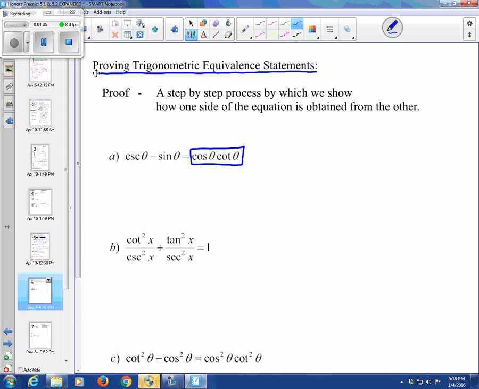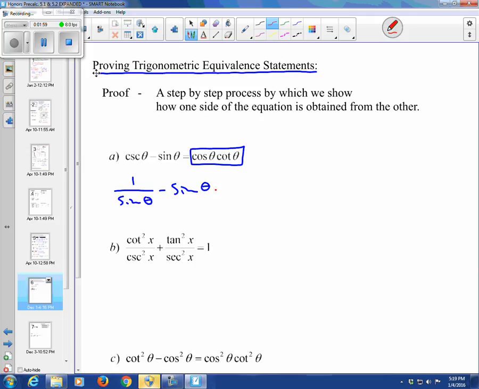So in general, my strategy might be to change everything to sine and cosine and sort of see what I can get, right? So if I change this expression to terms of sine and cosine, I can say that cosecant of theta is equal to 1 over sine theta, and then that's minus sine theta. Now I can get one fraction term by getting common denominators.